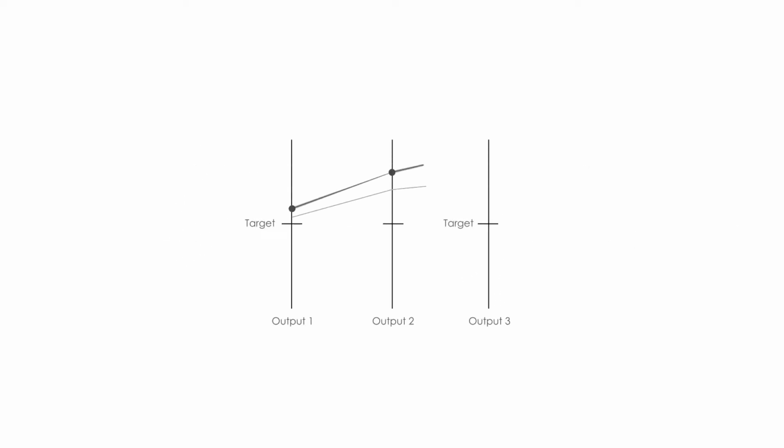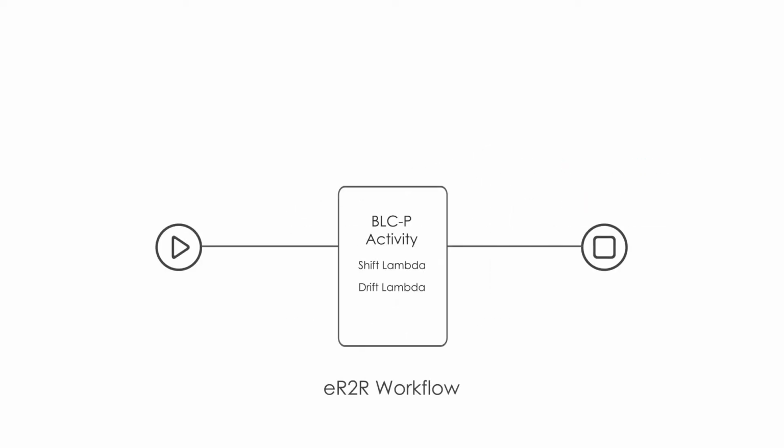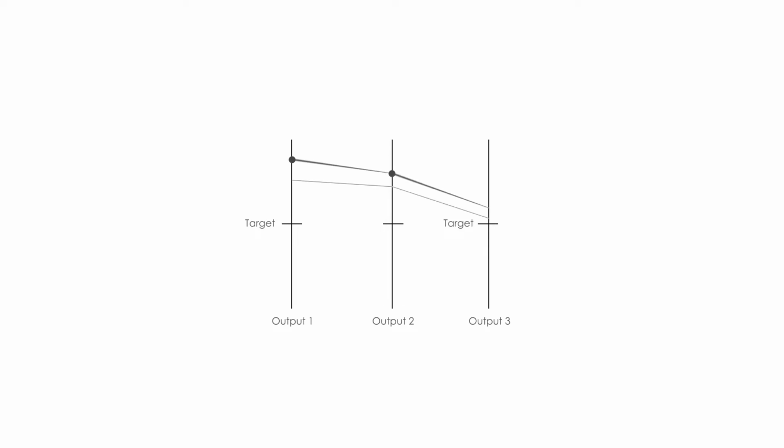BLCP first compresses many input parameters with high multicollinearity into a few components. Using the primary components, we have to find two variances related to output errors. One is shift lambda, the weight on the shift influence. The other is drift lambda, the weight on the drift influence. Using the optimum combination of these two variances, the BLCP activity can provide the optimal input data for better output by manipulating shifts and drifts.